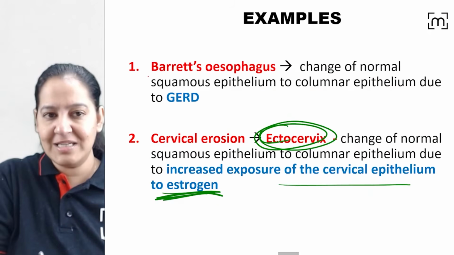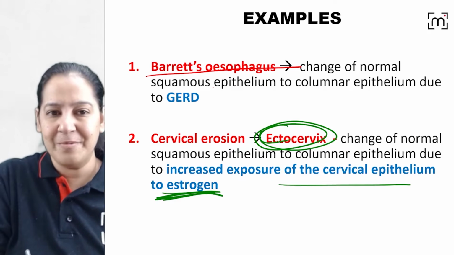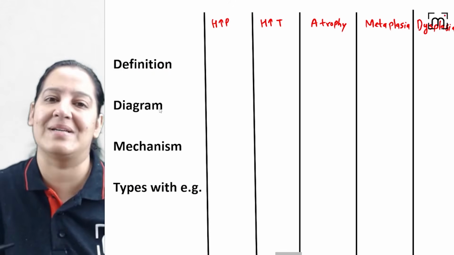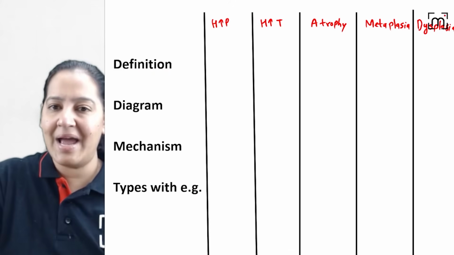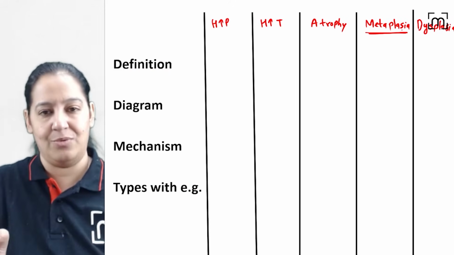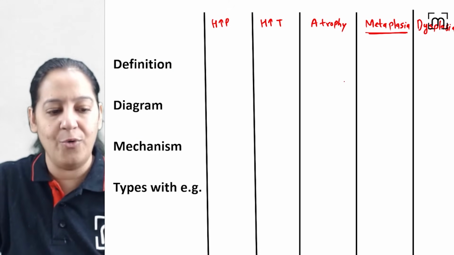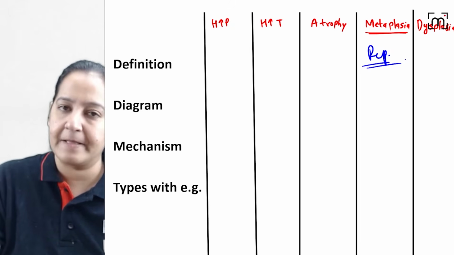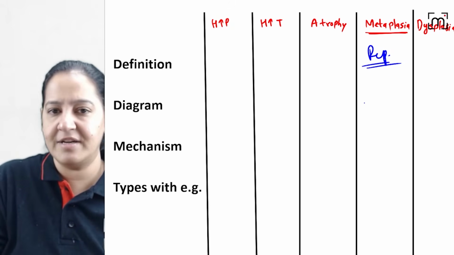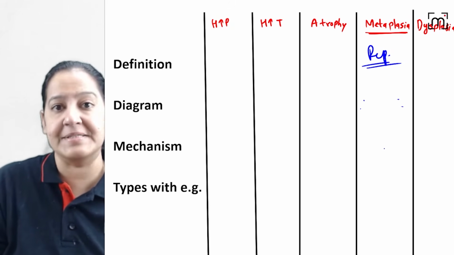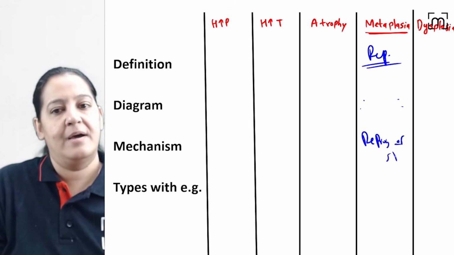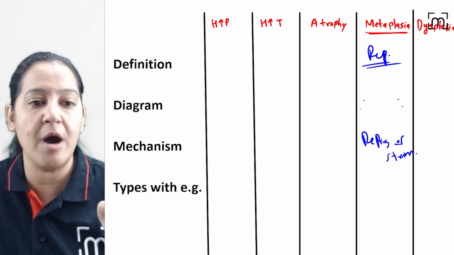So can I say Barrett esophagus is one of the examples in which the stimulus, the stress, is the GERD. Always write the stress. So I am done with the metaplasia also, right? You already know the definition of metaplasia. It is replacement of one type of cell by another type of cell. You know the diagram, squamous to columnar, columnar to squamous. Mechanism is reprogramming of stem cells. Write one word, reprogramming of stem cells.